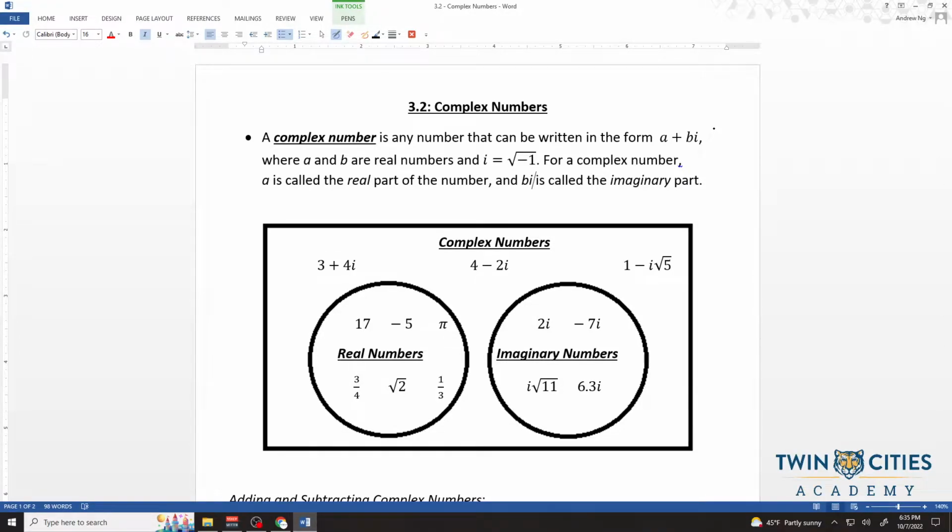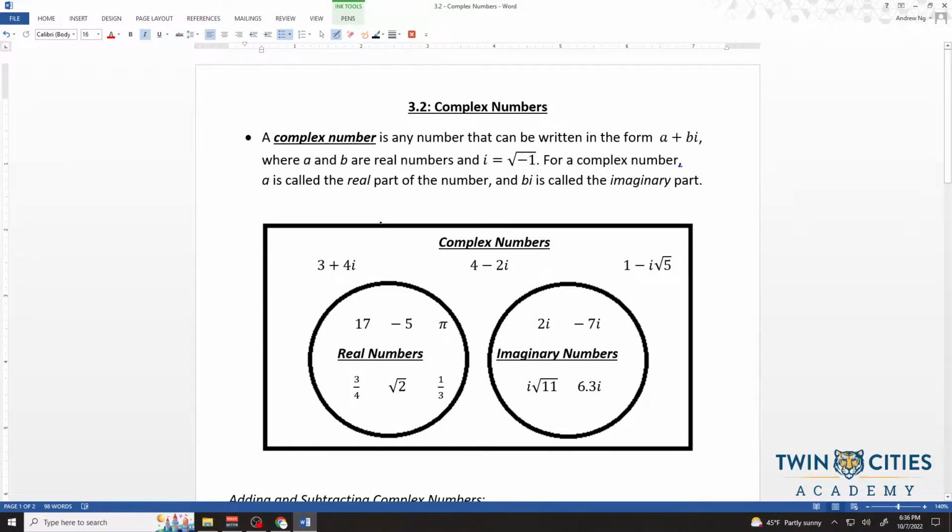In the last section, we talked about imaginary numbers and how they were kind of a completely different set of numbers separate from the real numbers. Today, I want to talk about complex numbers, which is going to take real numbers and imaginary numbers and put them together. We'll see here that a complex number is any number that can be written in the form a plus bi, where a and b are real numbers and i equals the square root of -1, which we identified last section as our imaginary unit.